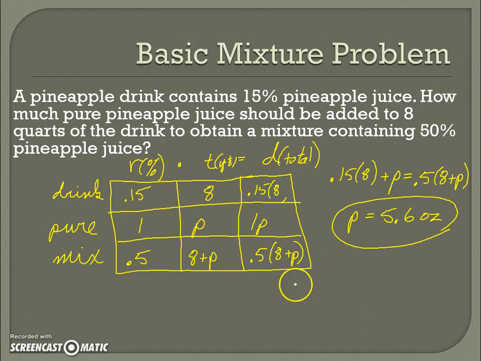All right, so here's what I got. Here's how I set up my table. I have the drink, I have the pure pineapple, and I have the mix. Take a look at that. I make the distance or the totals right here added together. Here's how the equation sets up. So it's this plus this equals this. And then you solve for P and you end up getting 5.6 ounces. So if you didn't get that, go back, check your work, check your table against my table.